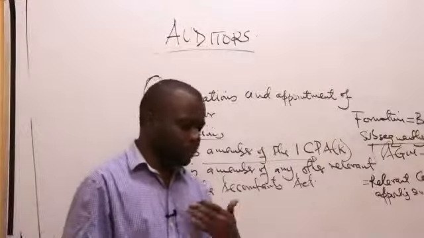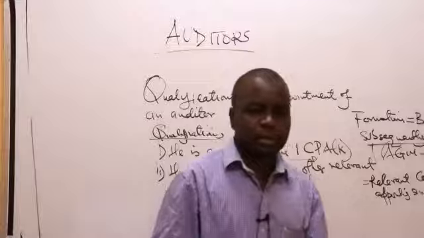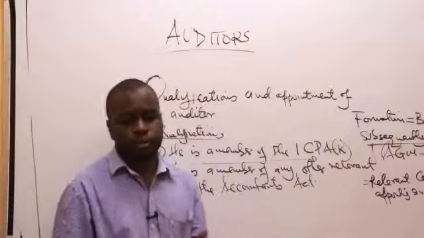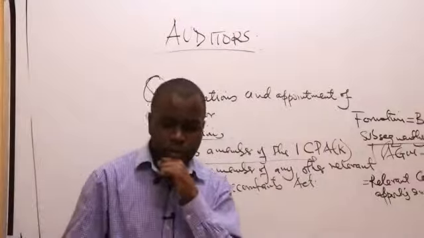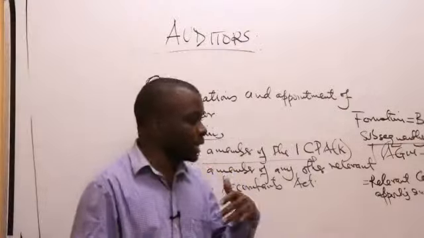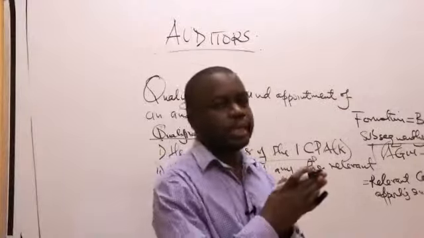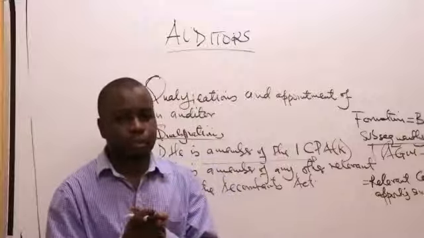Or maybe the members feel they're not comfortable with his work, so they decide to pass a resolution that he should not be reappointed as the auditor of the company. So they decide to appoint another person. Those circumstances can make the auditor not to be reappointed. For example, if he voluntarily resigns, he won't be reappointed.